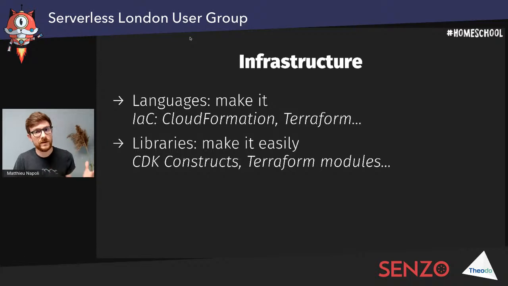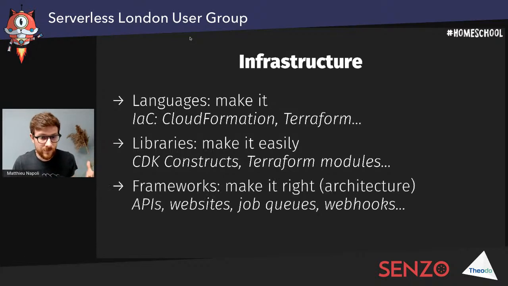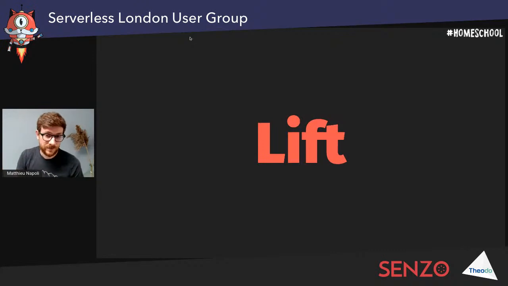But so far, we have very little infrastructure frameworks that guide us, that provide us with the architecture to make things right. If I want to create a serverless API, a website, a job queue, a webhook, deal with file uploads, I still need most of the time to build it myself. And that's where I think infrastructure frameworks could help us do it correctly by providing the best practices, the architecture to do that. That's the idea behind Lift.